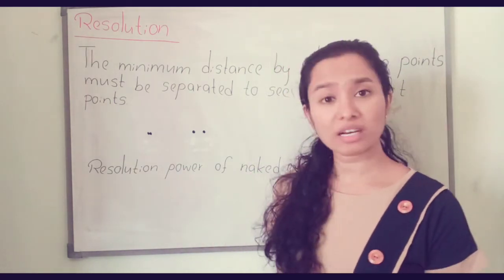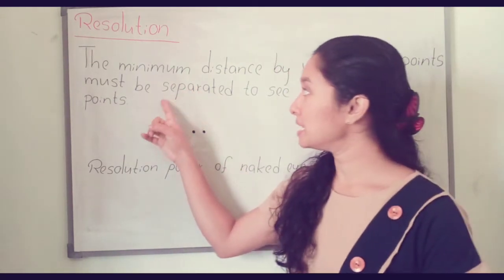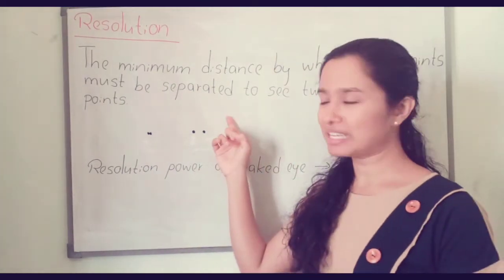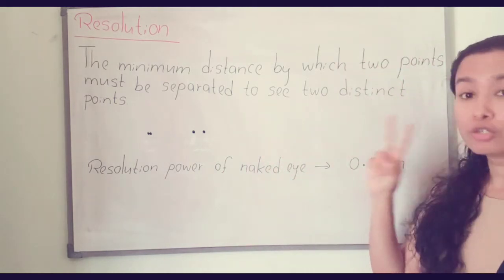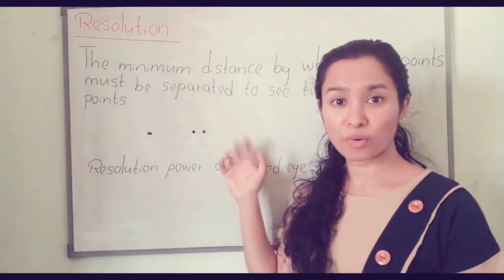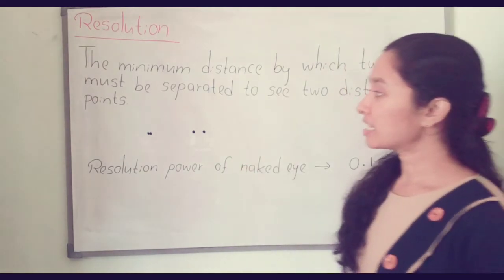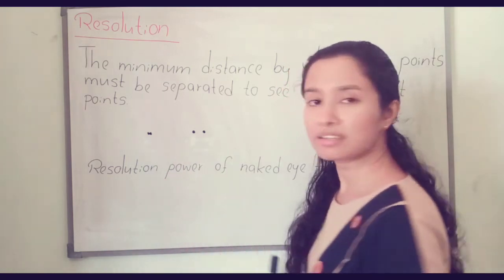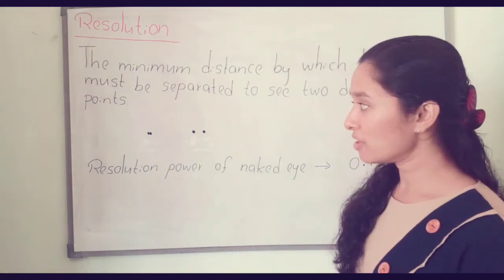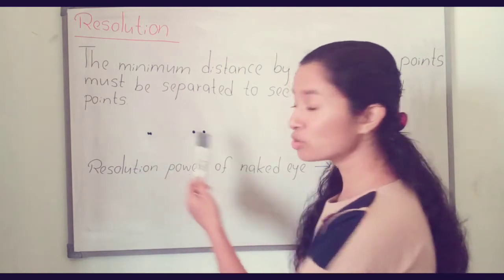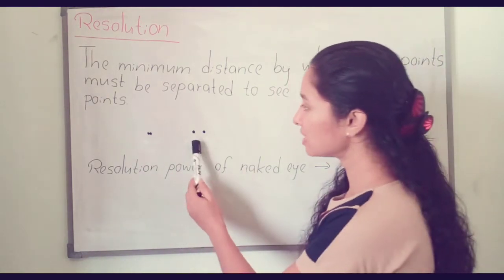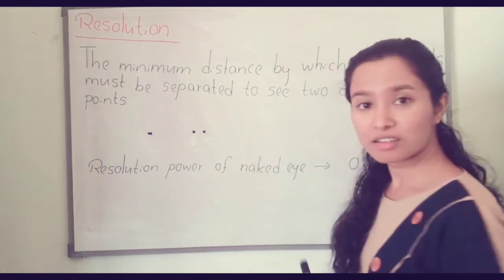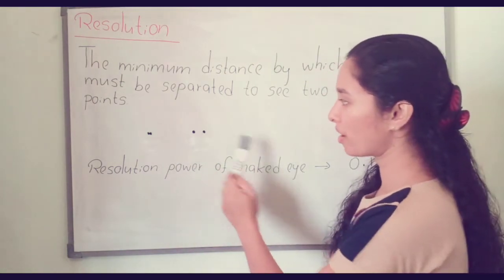Resolution. What is resolution? The minimum distance by which 2 points must be separated to see two distinct points. What is the meaning? Okay. Can you see these two dots? Can you see clearly? It is not clear. We cannot say there are 2 points. But here we can clearly see there are 2 distinct points.